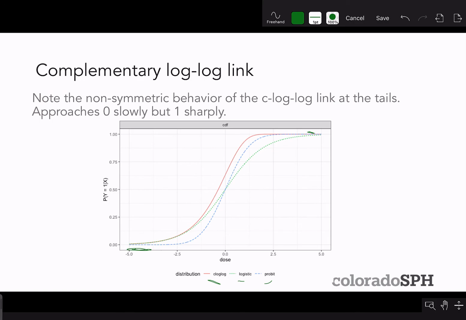However, the C-log link has a different behavior at 0 and 1. At a probability of 1, it behaves more like the Probit link. You can see that they sort of overlap as it gets closer to 1 here. But at the probability of 0, it behaves more like the logistic link.